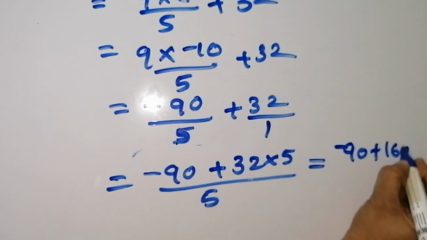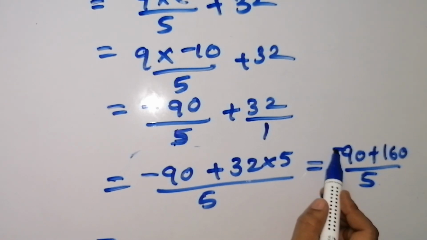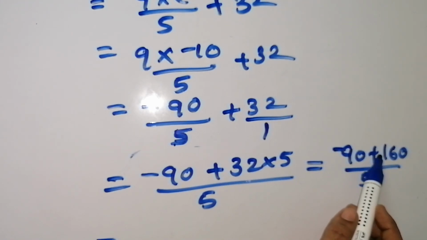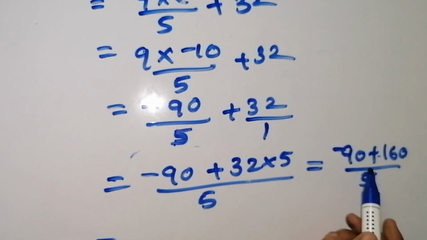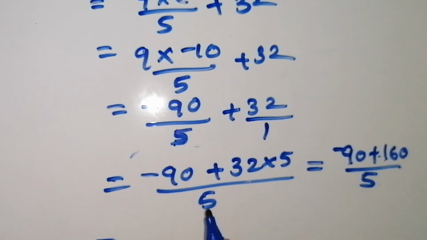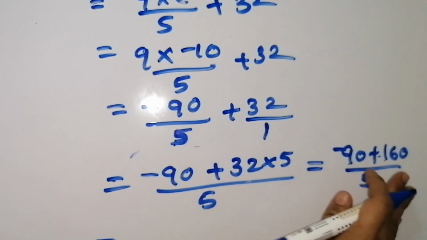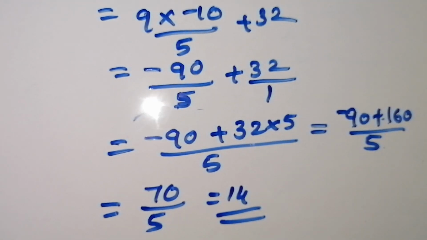We know the answer is 160, all divided by 5. Here one is a negative number and the other is a positive number, so we subtract, and after that we put the sign of the bigger number. Here the bigger number is 160. So we first subtract these two numbers. We get 70. 70 divided by 5 is equal to 14, which is our answer. 14 is our final answer.